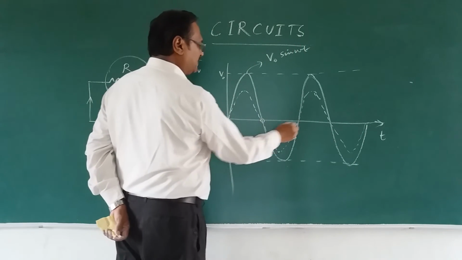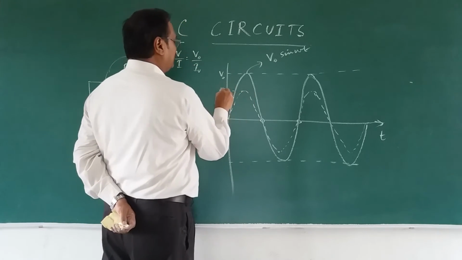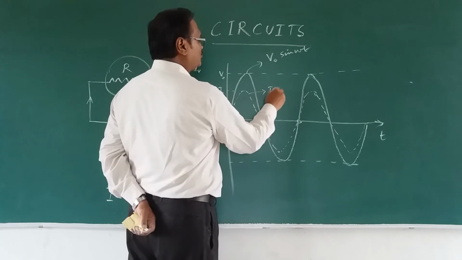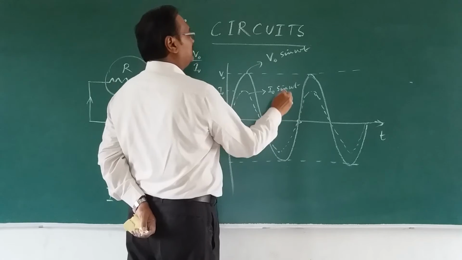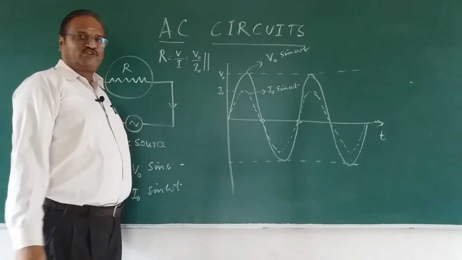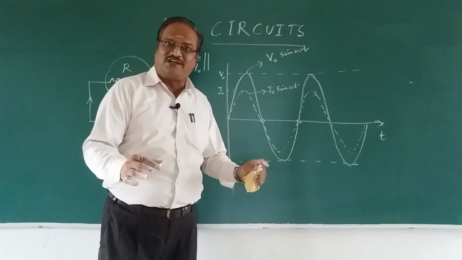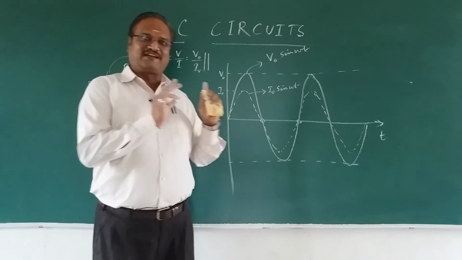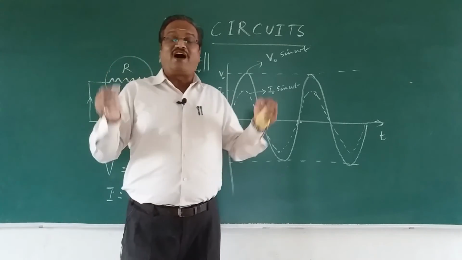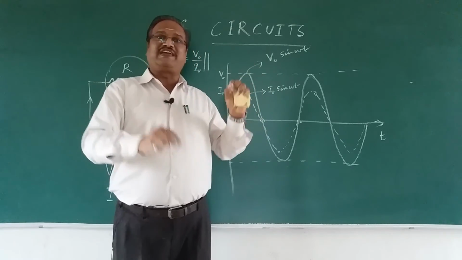You see, I have not changed the angle. Only I have changed the peak value. This represents I naught sine omega t. Now with sine omega t, V naught upon I naught, it has become the resistance. So these two curves are passing with the same angle. When they pass with the same angle, you say they are in phase. What do you say? They are in phase.